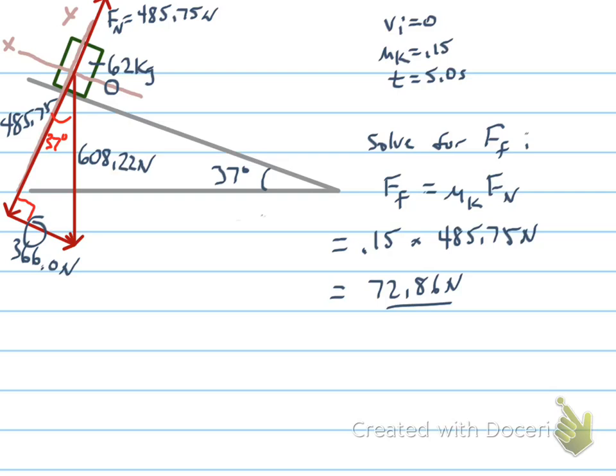Which direction will this be pointed? It's going to be opposite of the direction the skier is trying to move. As the skier is trying to move down the ramp this way, the force of friction is opposing that motion and is going the other way.